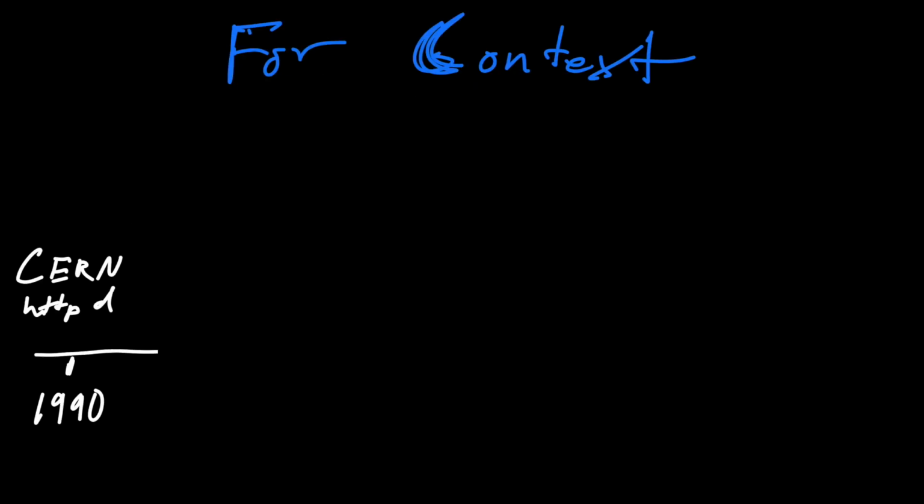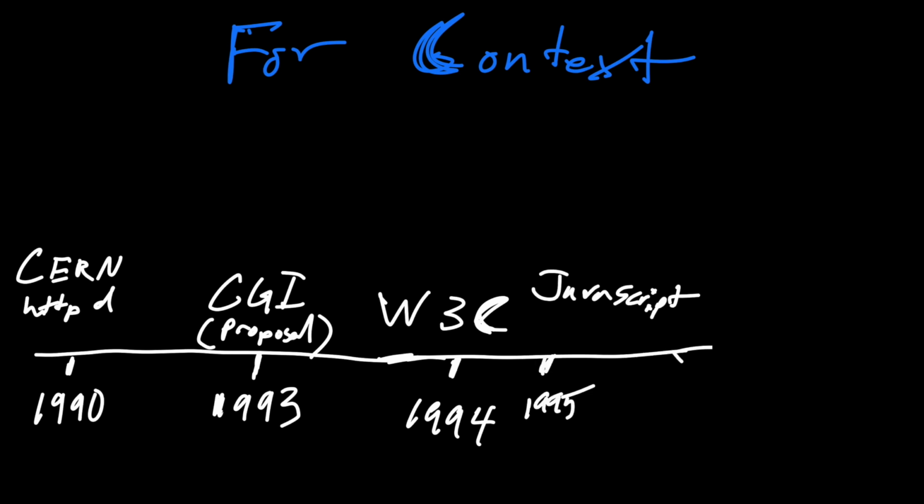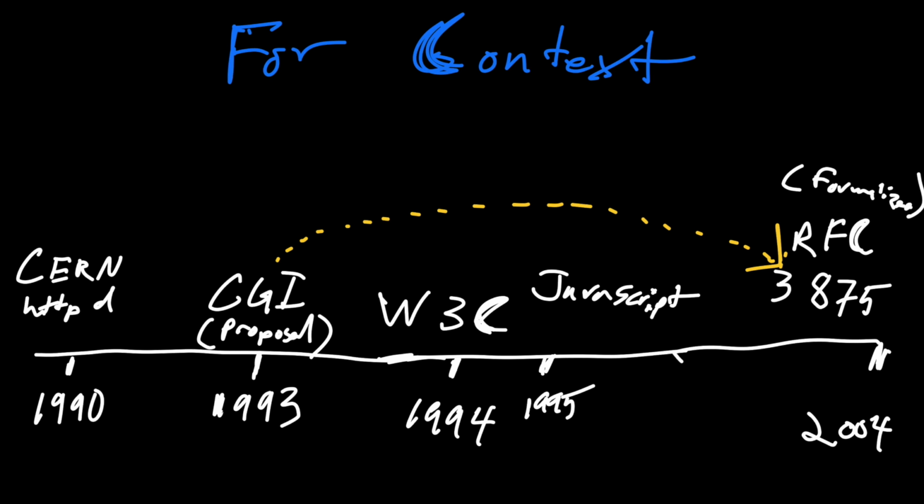And if you look at the context, CERN creates HTTPD in 1990. CGI was proposed in 1993. W3C, the governance body, was created in 1994. JavaScript didn't come out till 1995. And RFC 3875, which was the formalization of the CGI, didn't come out until 2004. So if you look, CGI predates even JavaScript, which has gone through many iterations in the modern world.